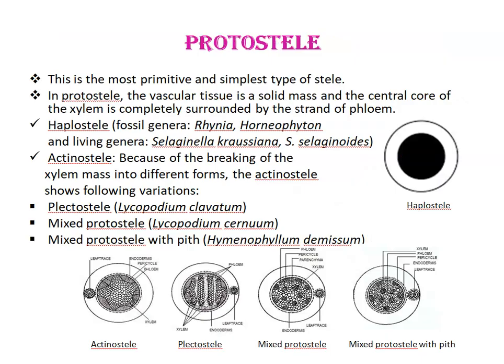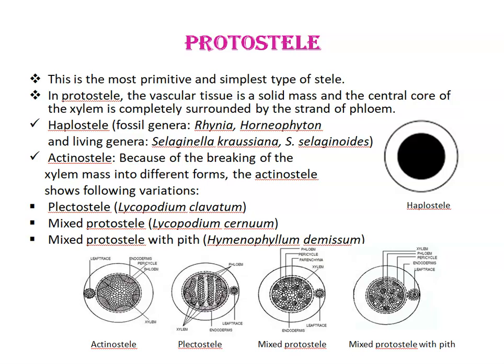So first of all, protostele. Protostele is the most primitive and simplest type of stele, as I already told you. In protostele, the solid mass, the central core of xylem, is surrounded by a layer of phloem. The protostele exists as haplostele, actinostele, plectostele, mixed protostele, and mixed protostele with pith.